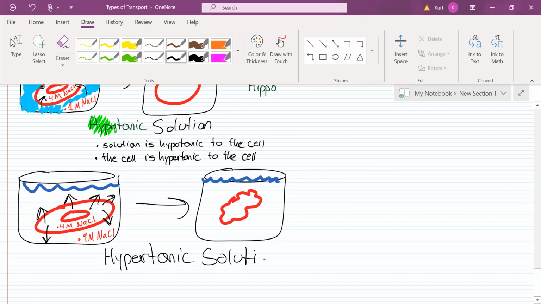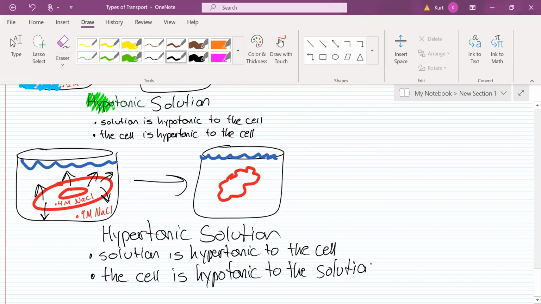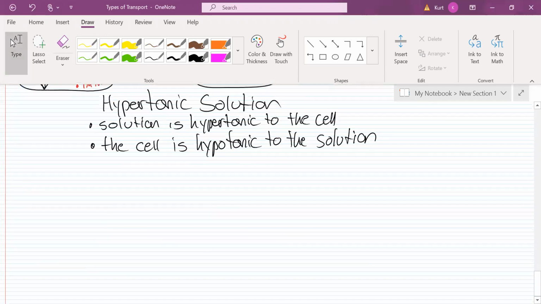And as I said, this is subjective. You have to know which one you're looking at. If I'm looking at the solution, I would say the solution is hypertonic to the cell. Or we could say the cell is hypotonic to the solution. There's two different ways to look at it. Are you looking at this from the perspective of the solution, or are you looking at this from the perspective of the cell? Okay, and then the last example.